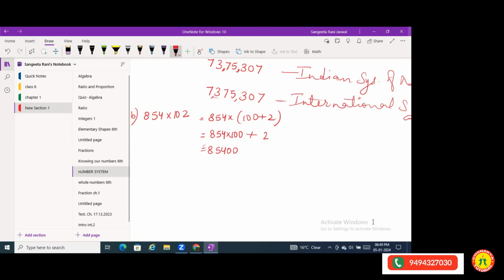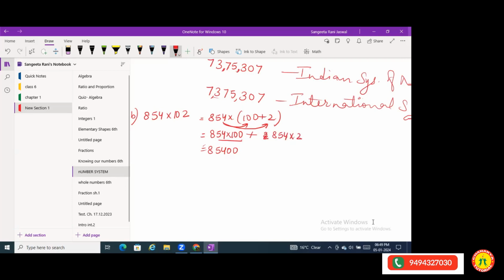Look here. First, 854 will multiply with 100 as you have already done here. Then this 854 will again multiply with the other number 2. It will multiply with both the numbers inside the bracket. Okay? Yes, Aishwarya.